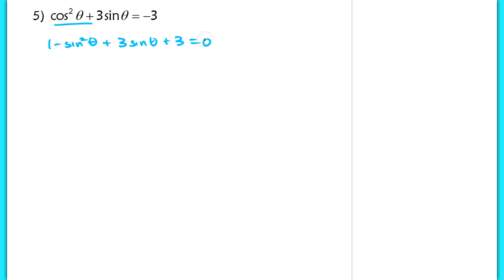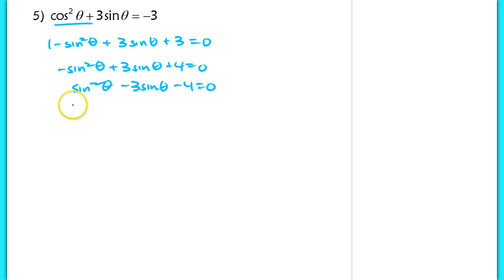So I'm going to add the 3 over to the other side and simplify this. And I'm also going to change the entire expression. I'll factor out a -1 on both sides here so that I can write this as, whoops, that's going to be a 4 now. So that I can write this as sine squared theta minus 3 sine theta minus 4 equals 0. Now this expression here is a quadratic-like function.